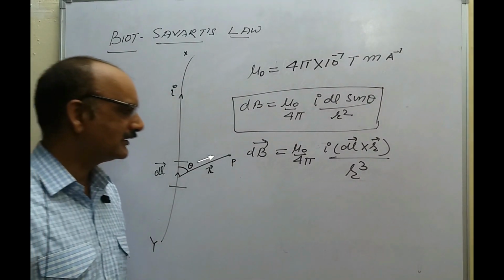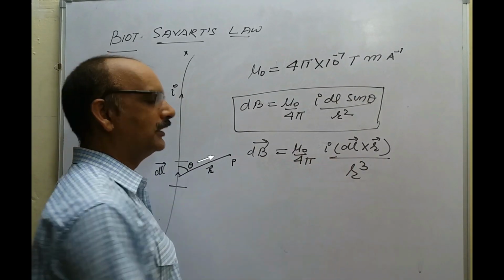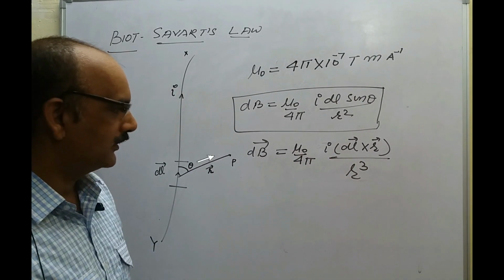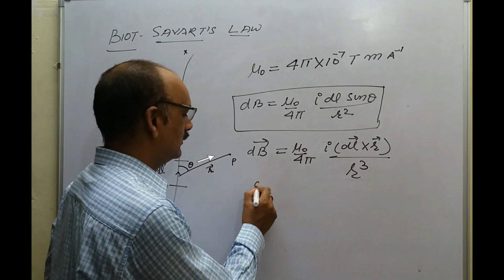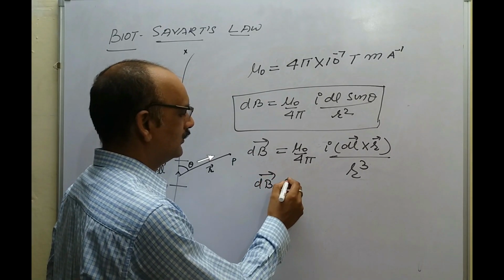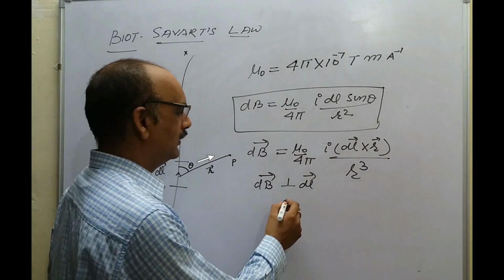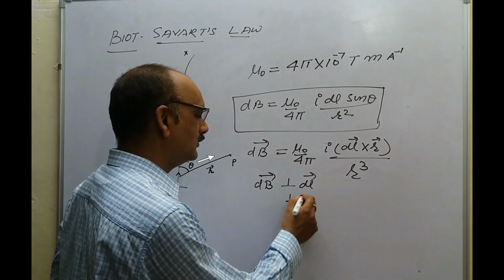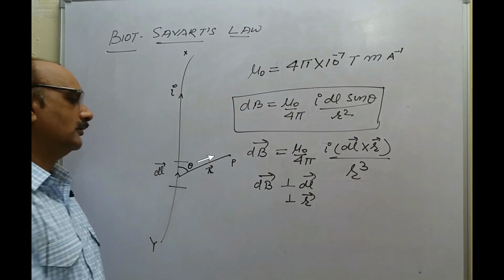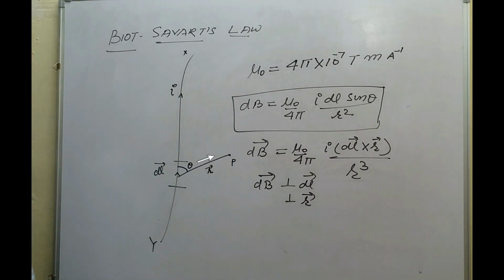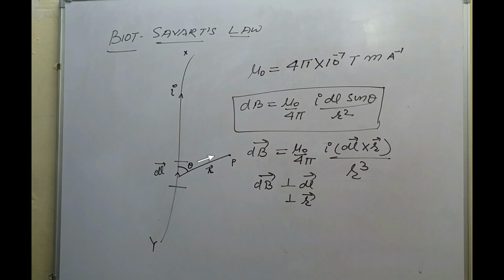From this vector relation, what are we getting? Vector dB is the cross product of vector dl and vector r. It means that vector dB is perpendicular to vector dl and it is also perpendicular to vector r. That is, vector dB is perpendicular to the plane containing vector dl and vector r.